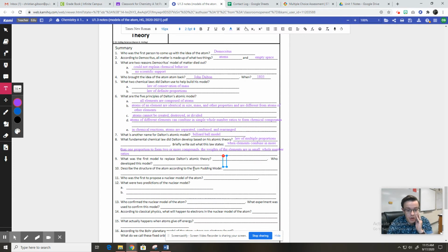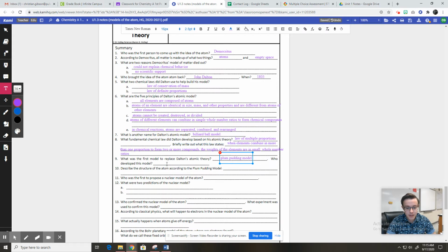So what is the first model to replace Dalton's atomic theory? Because remember, his theory isn't great. It's not super solid. He thought that atoms were the smallest thing ever. You couldn't divide them anymore. We know that's not true. So the first model to replace his was made when J.J. Thomson discovered the electron, something smaller than an atom, and J.J. Thomson came up with the plum pudding model.